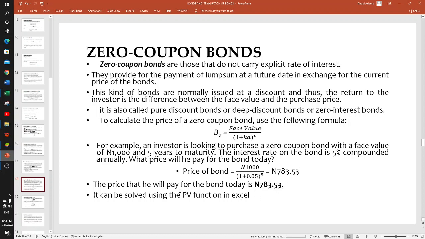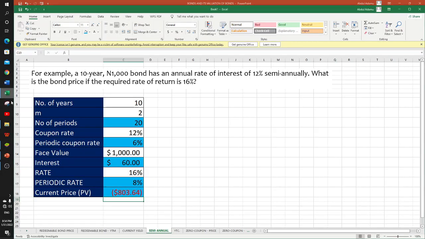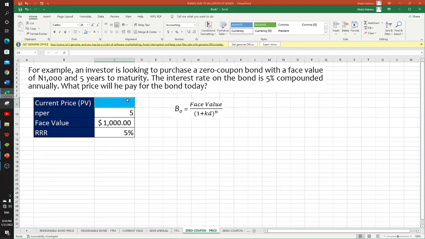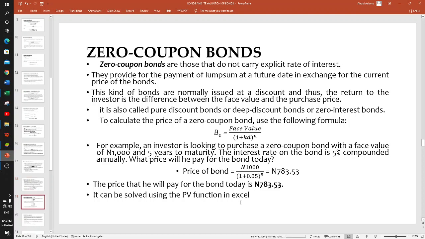We can use the present value formula in Excel. So we'll go to Excel. That is the zero coupon bond. These are the information: 5 years, 1000. So equals present value, rate 5%, comma, period is the next one, comma, payment, there is no payment, another comma, future value is the 1000, enter. So 783 naira 53 kobo. This confirms the answer that we have.